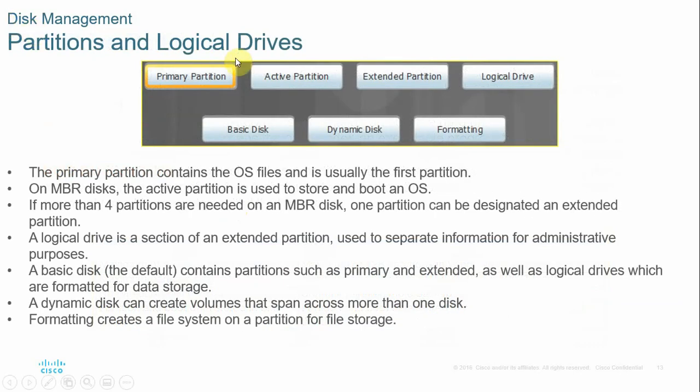Partitions and logical drives. We have different types of partitions: primary partitions, active partition, extended partition, basic disk, dynamic disk, formatting, and the logical drive. So what is the use of these primary partitions? A primary partition contains the operating system files, like what you have in the C drive. Mostly all your operating systems will be in your primary partitions. It is usually the first partition.